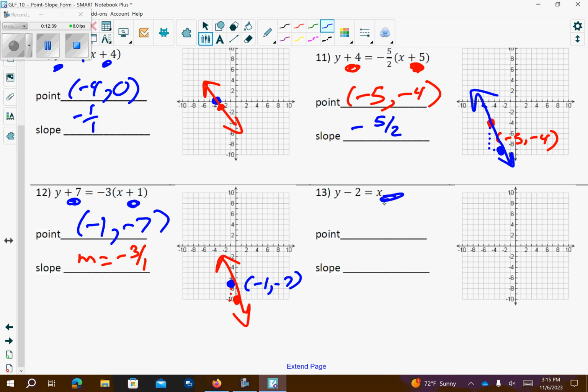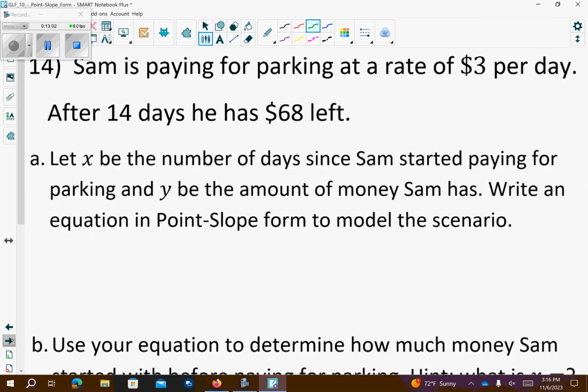Ooh, there's nothing over here. So your x value's got to be 0. Opposite of this. It's right there. That's 0, 2. We have slope. There's technically a 1 in front of the x, so 1 over 1. So from here, I'm going to go up 1, right 1.